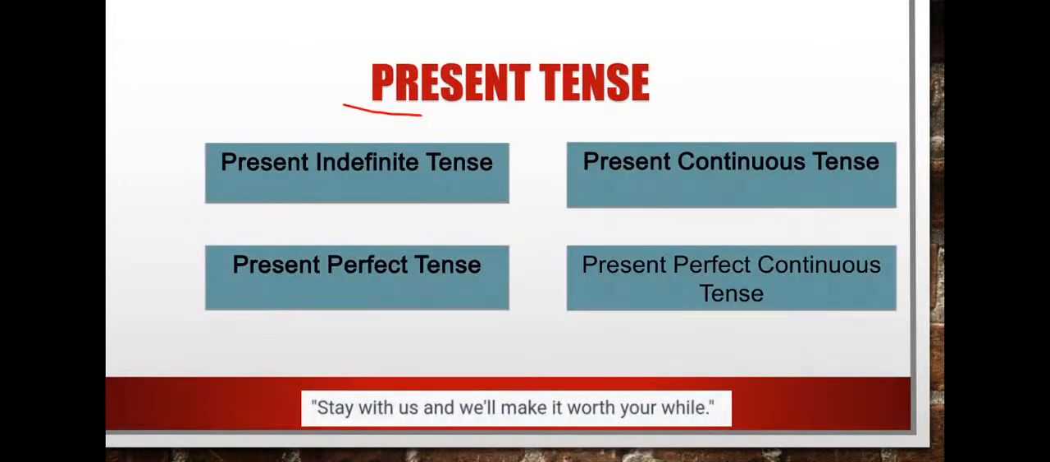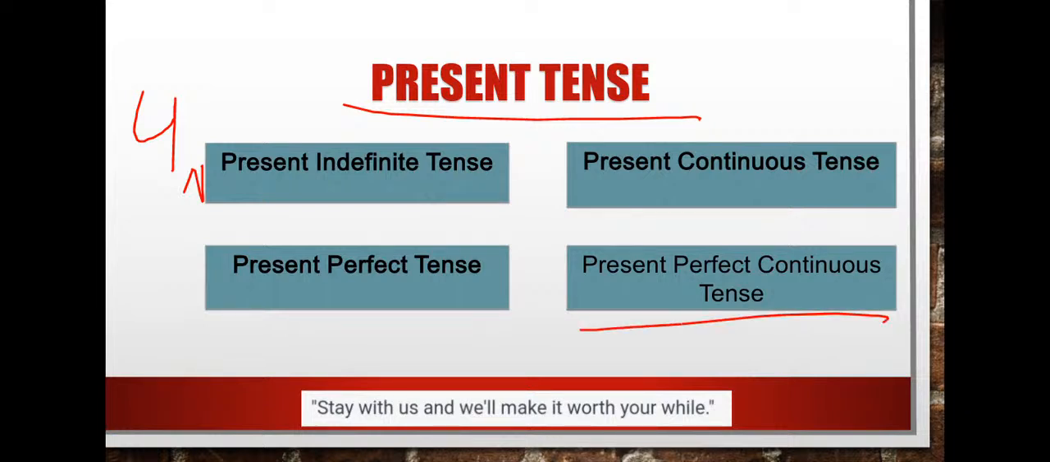All of the present tenses will have four different tenses. One tense is present indefinite tense, or you can say present simple, present continuous tense or present progressive, present perfect tense, and present perfect continuous tense, or you can say present perfect progressive tense.